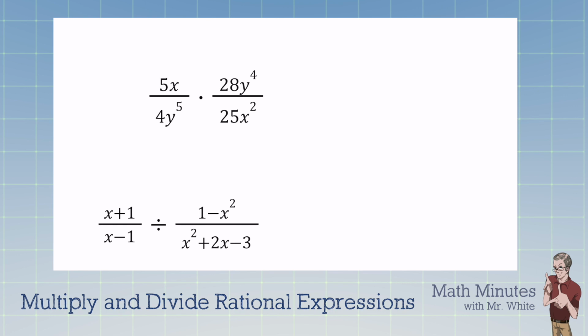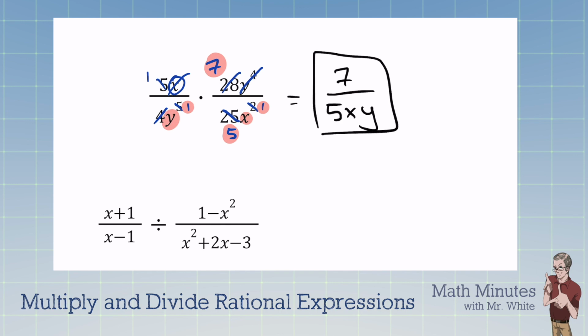So multiplying, this is just a situation where I'm going to cross cancel. 4 goes into 28 7 times. This x cancels one of these. These 4 y's are canceled, 4 here, leaving 1 behind. So what do I have left? I have a 7 on the top. That's all that's left there. I've got a y to the first, I've got a 5, and I've got an x to the first. So I now multiply the tops, is just 7. I multiply the bottom, that's 5xy. So that's the answer to the first one.